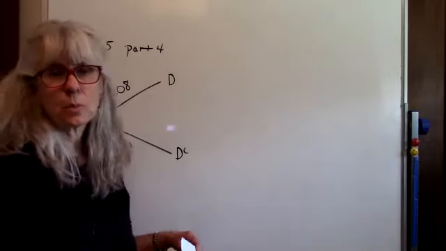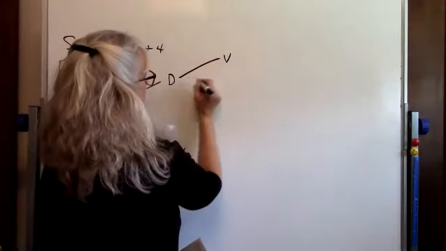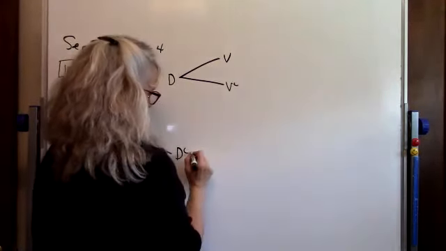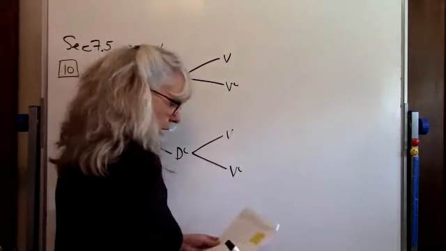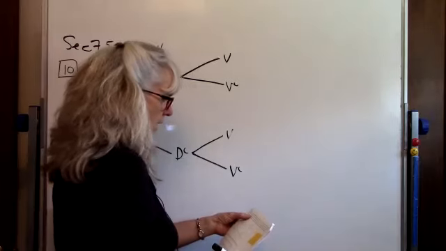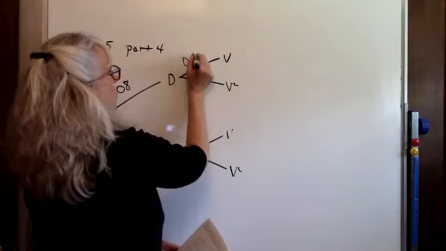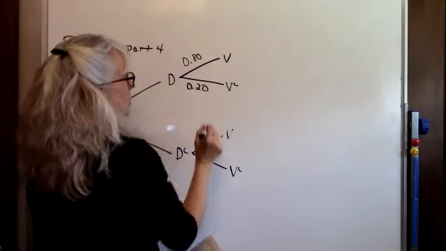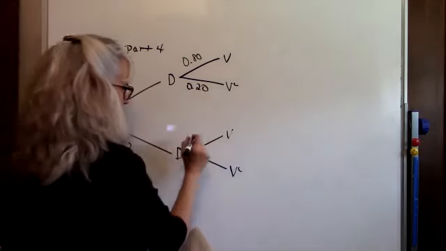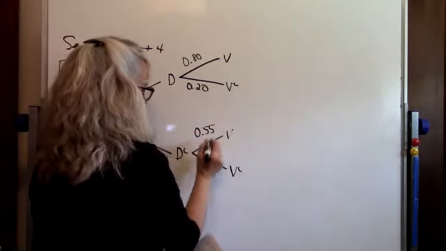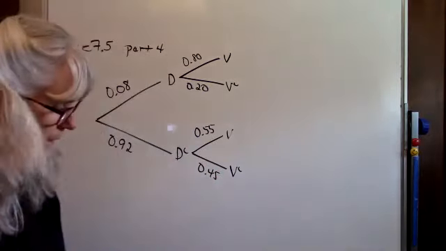And then the second piece of information is whether or not they voted in the last election. So my next branching is going to be voted or the complement. Voted or not, voted or not. 80% of those who had a degree voted in the last election. So this would be 0.8. This would be 0.2 because they have to add to 1. Whereas 55% of those who did not have a degree voted. So 0.55, and that makes this 0.45. And there's our complete tree. Now we can answer some questions.